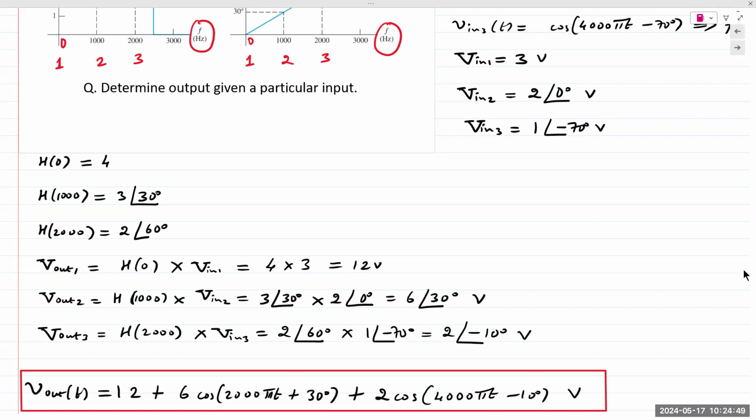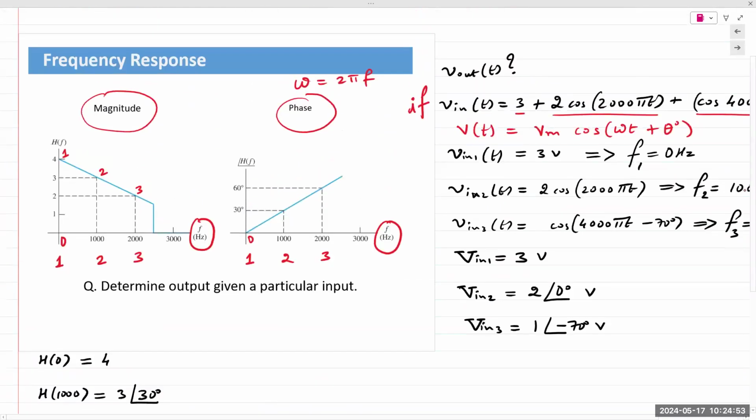Those are provided in the question. So the question being asked is where these graphs come from. The graphs are provided, so it's part of the problem statement. And the input V in of t is also given, and we are asked to find V out of t.